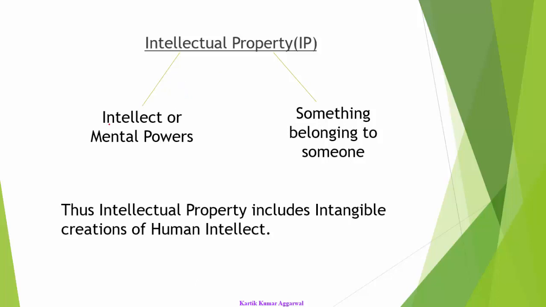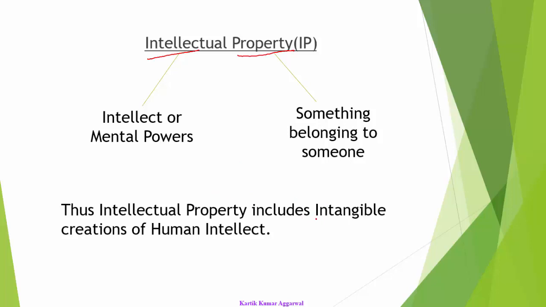Intellectual property. Intellectual property is made up of two words. First is intellect and the second is property. Intellect is something which is related to our mental powers. On the contrary, property is something on which we have our ownership rights. So intellectual property includes those intangible creations of human intellect which has some value.